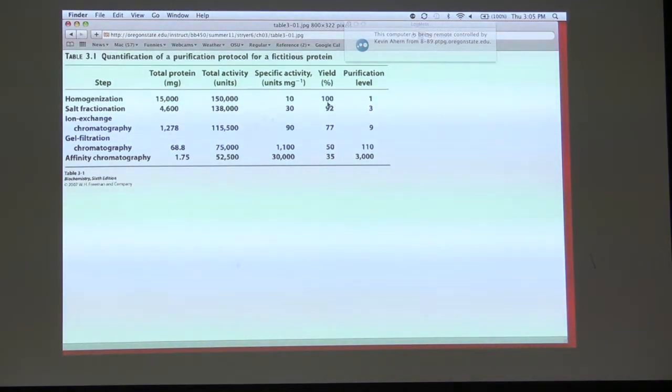That's just their starting material. So the starting material, by definition, is going to have 100%. The purification level is 1, and we'll see where that comes into play when we go to the next step.